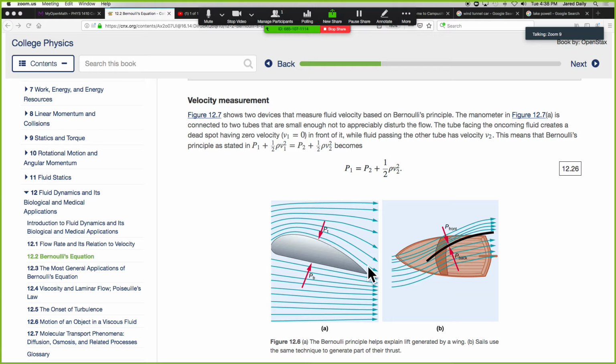But Bernoulli's principle explains a fair amount of why airplanes fly. It's also how sailboats work.